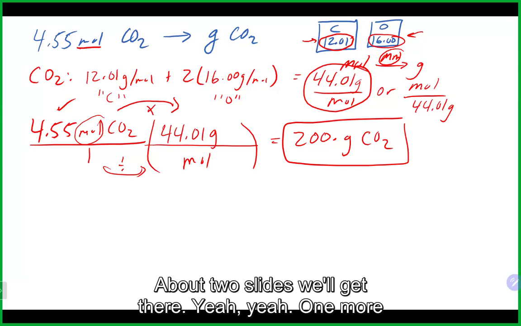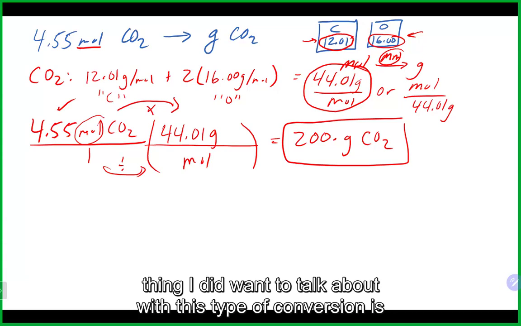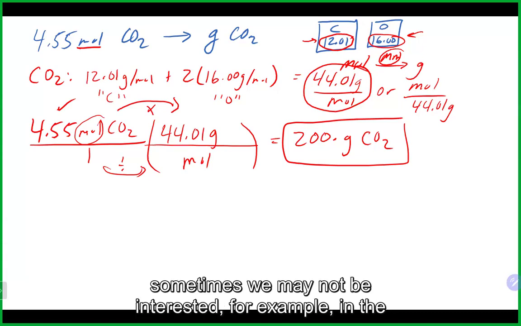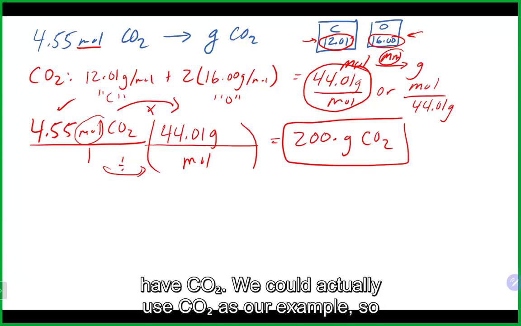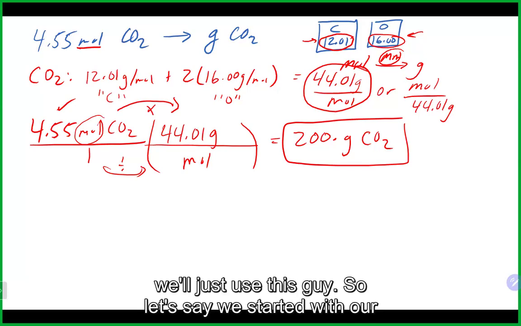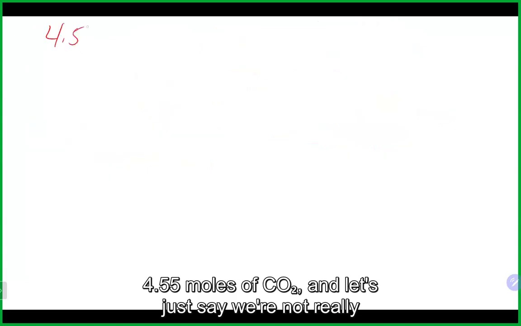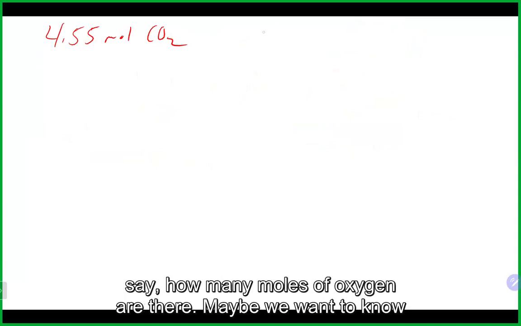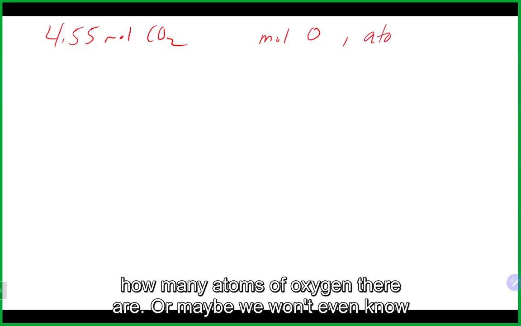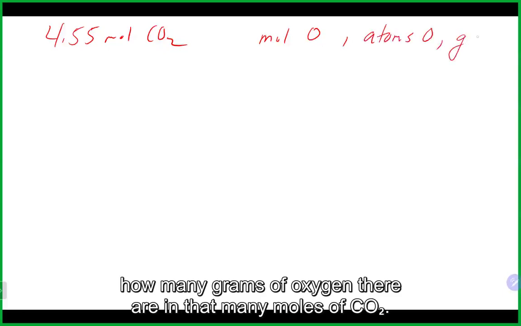One more thing I did want to talk about with this type of conversion is that sometimes we may not be interested in the entire thing that we're dealing with. For example, here we have CO2. We could use CO2 as our example. So let's say we started with our 4.55 moles of CO2. And let's say we're not really interested in CO2 as a whole, but maybe just one of the elements that are present. We want to know how many moles of oxygen there are. Maybe we want to know how many atoms of oxygen there are. Or maybe we even want to know how many grams of oxygen there are in that many moles of CO2.